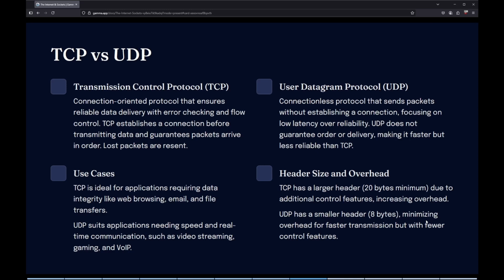Now, coming back to UDP, it's a connectionless protocol that sends packets without establishing a connection, focusing on low latency over reliability. Like we said, an example of this is Discord. UDP does not guarantee ordered delivery because it does not have these header flags or anything like that. It has a smaller header, which makes it faster, but it's less reliable.